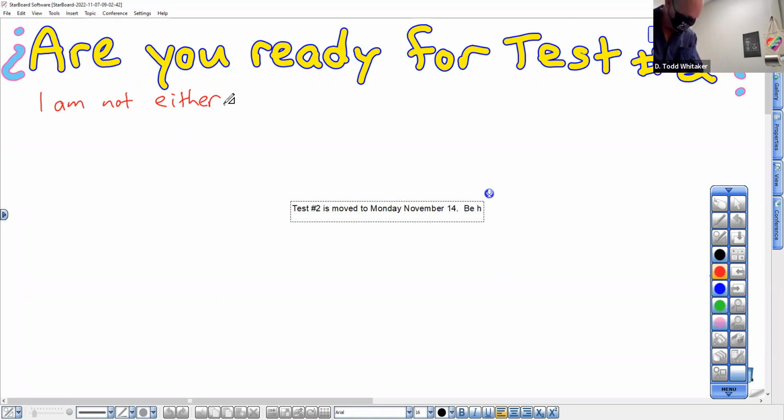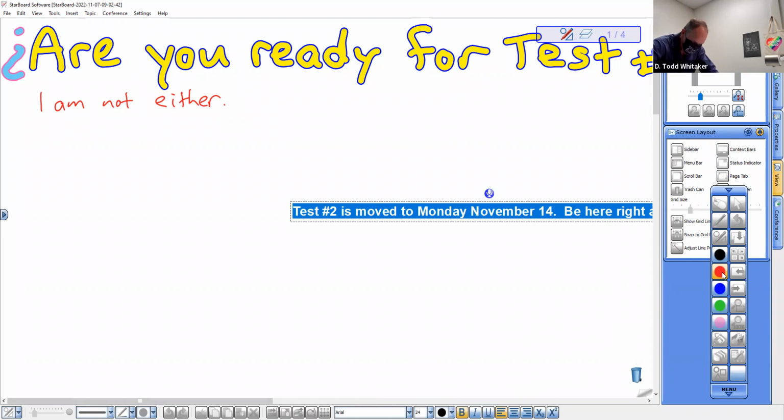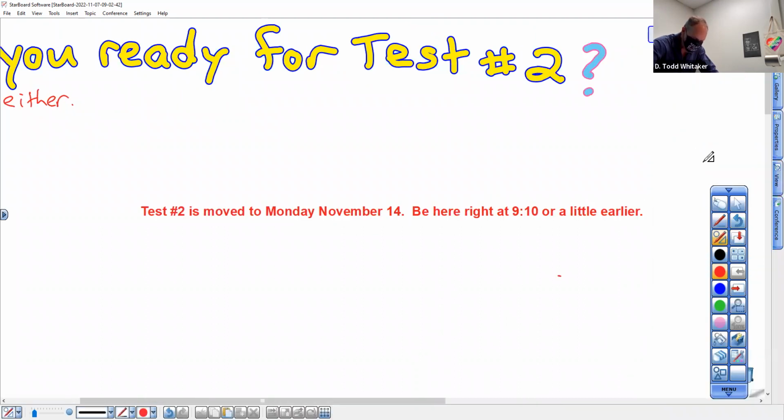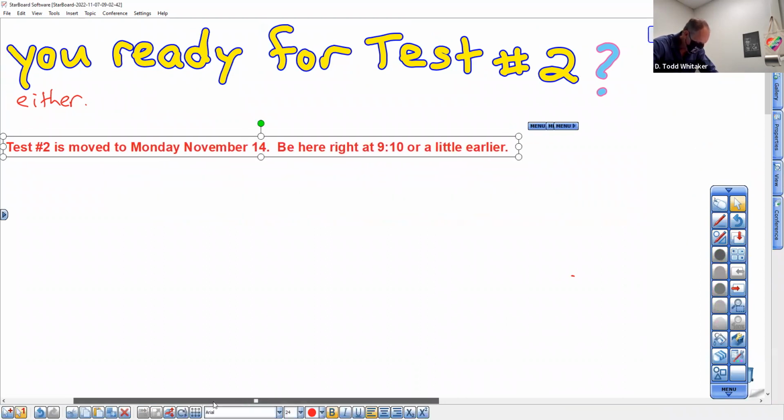Be here right at 9:10 or a little earlier. Okay. Looks pretty official. Gotta make it big and official. And red's a nice color. So we got it. With that in mind, that's official. It's going to be in our notes and everything.